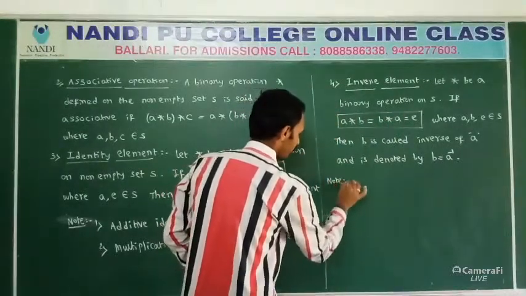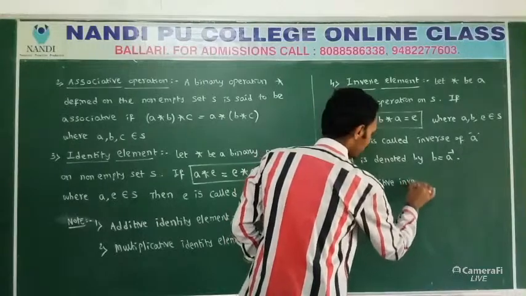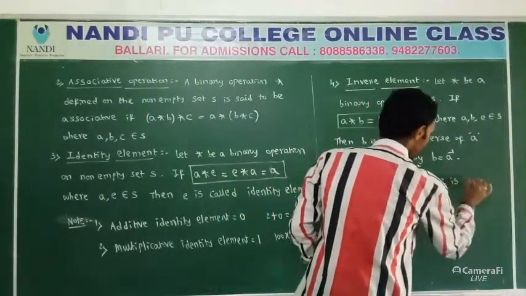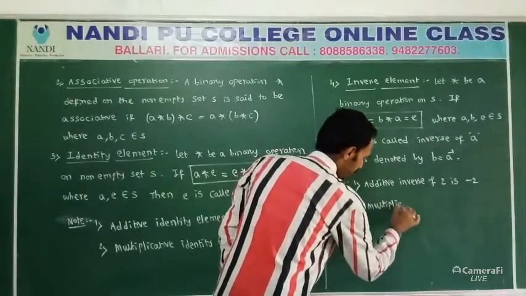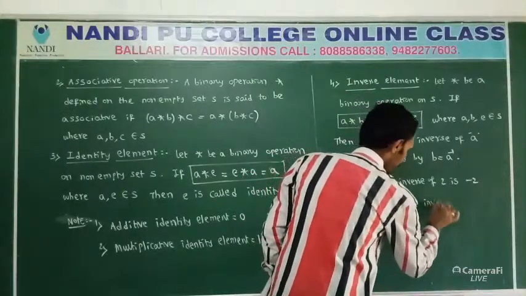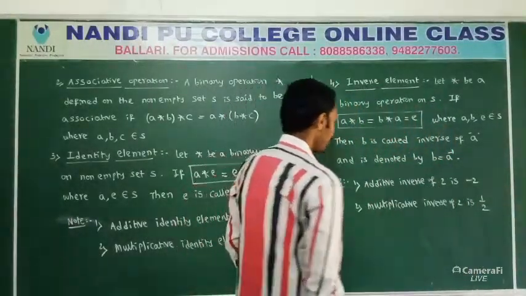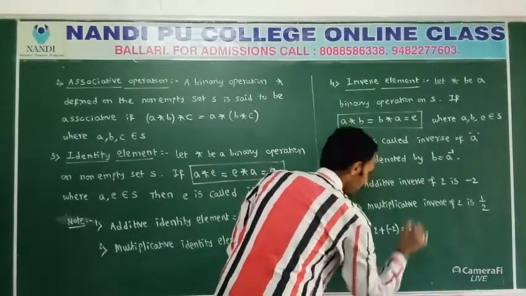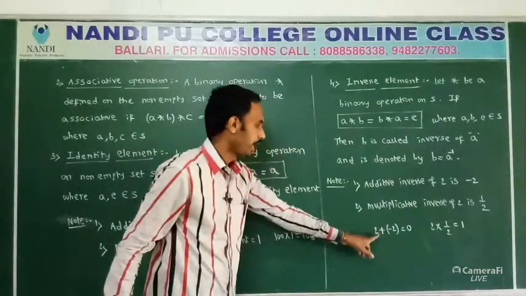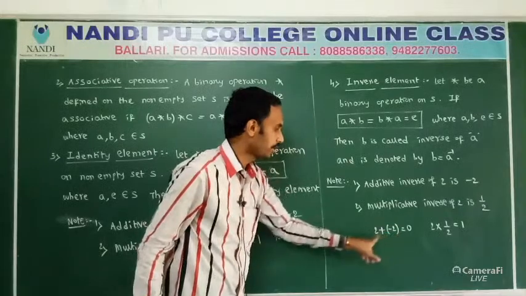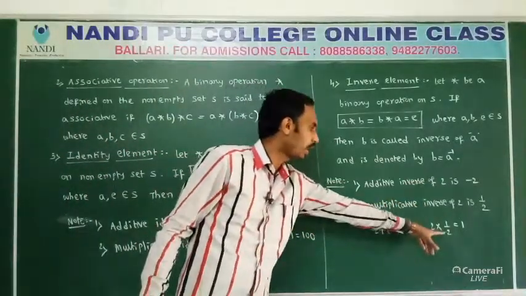Note. Number 1, the additive inverse of 2 is minus 2. Second, the multiplicative inverse of 2 is 1 by 2. So 2 plus minus 2 is equal to 0, and 2 into 1 by 2 is equal to 1. Like a star b is equal to e. Minus 2 is called the additive inverse of 2, and 1 by 2 is called the multiplicative inverse of 2.